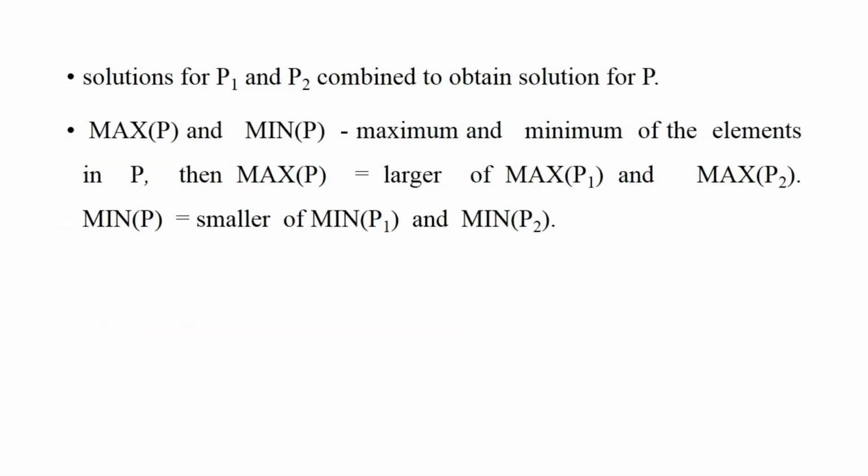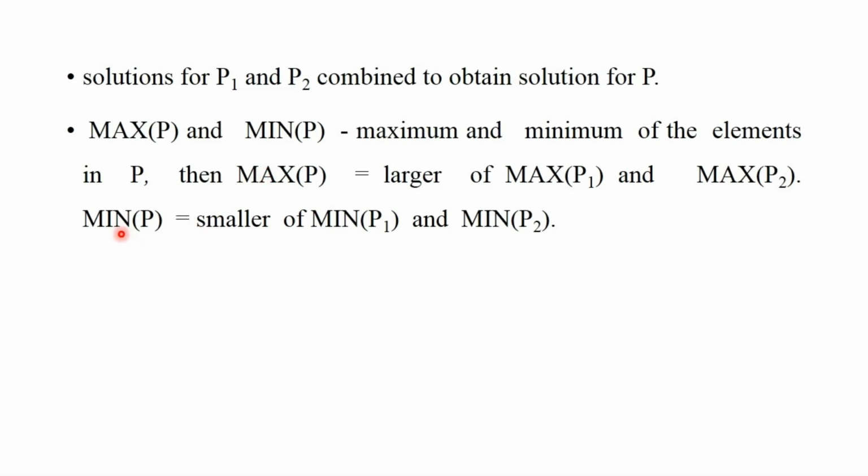Once the solutions for subproblems P1 and P2 are found, we need to combine the solutions in order to obtain the solution to the original problem P. So if max P and min P represent the maximum and minimum values of elements for the problem P, what is the value that we give to max P? We are going to find out which is the larger of the maximum of subproblem P1 and subproblem P2. Whichever is larger, we are going to assign as the maximum value of the original problem P.